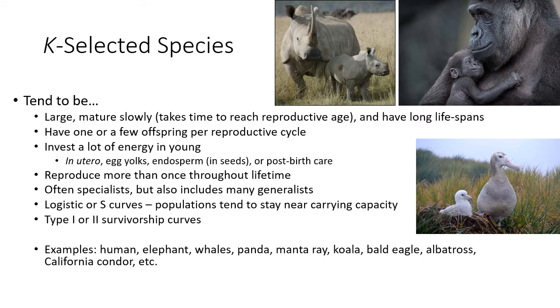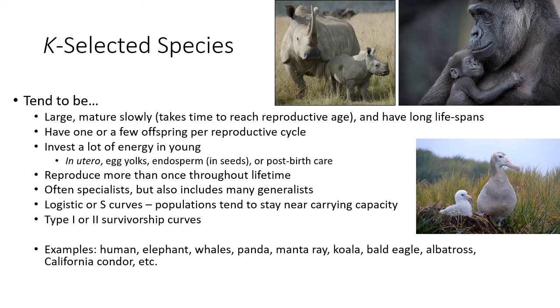These tend to, and all of this really, I should point out, is based off of the way that these animals breed and raise their young. Okay, so K-selected species tend to be very large. They tend to mature slowly, meaning that they take a long time to reach reproductive age, and they tend to have long lifespans, relatively speaking. They tend to have one or a few offspring per reproductive cycle. So this rhino only has one calf, okay? And every time that this rhino breeds, she's just going to have one calf.